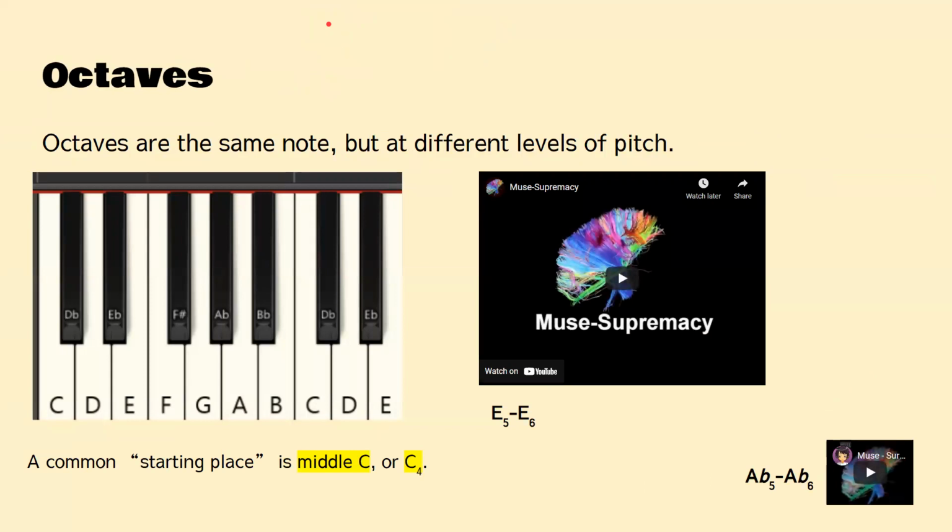Okay, now we'll talk about octaves. That's what I already said. So these are the same note, but different levels of pitch. So just look at the piano. If this is C, this is also C, but they're not going to sound the same. Obviously, this one's a more high pitched one. And like I already said, middle C, C4. And sometimes we can hear this in music.